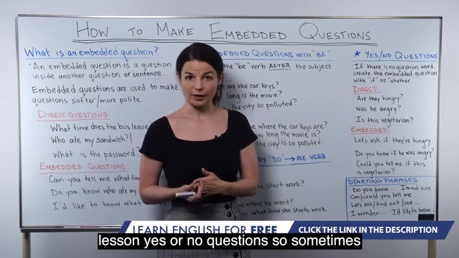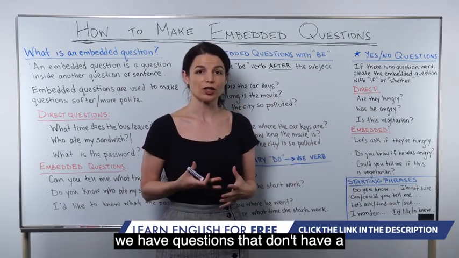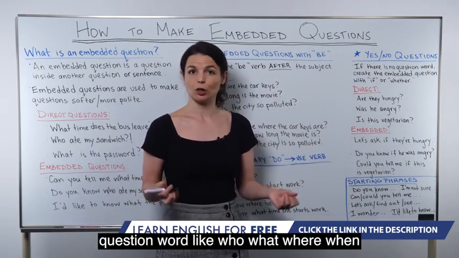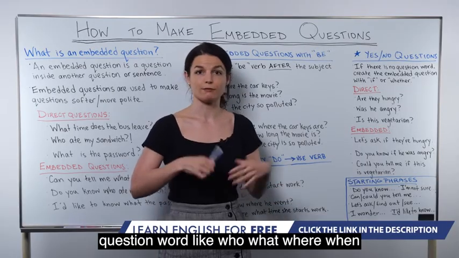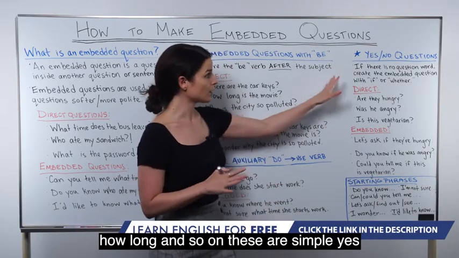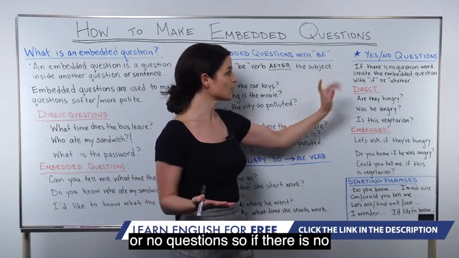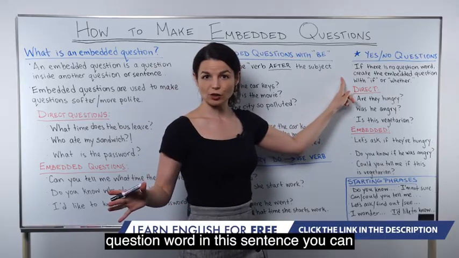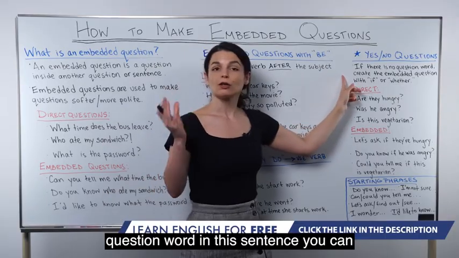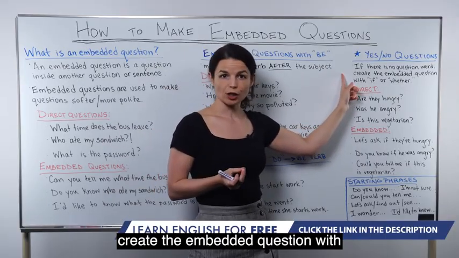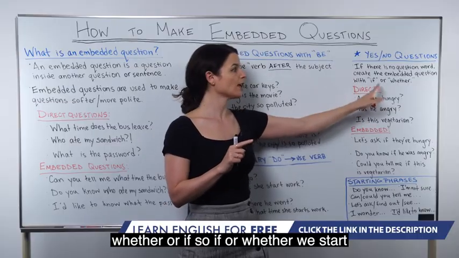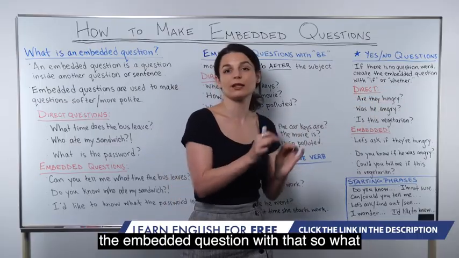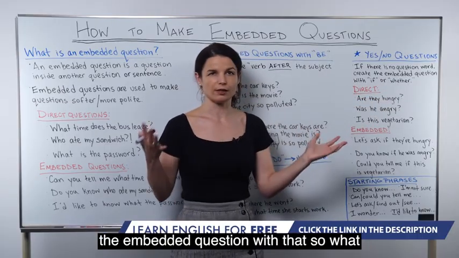Yes or no questions. So sometimes we have questions that don't have a question word, like who, what, where, when, how long, and so on. These are simple yes or no questions. So if there is no question word in the sentence, you can create the embedded question with whether or if. So if or whether. We start the embedded question with that. So what does that look like?